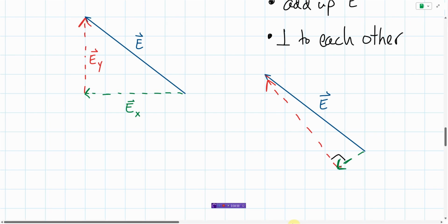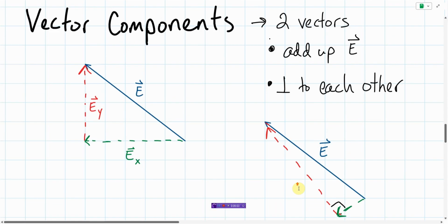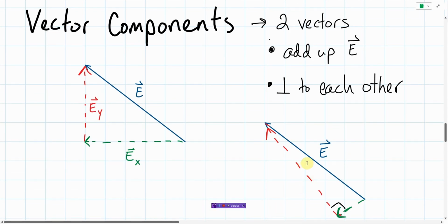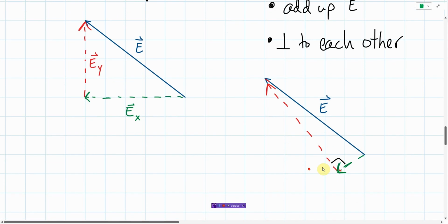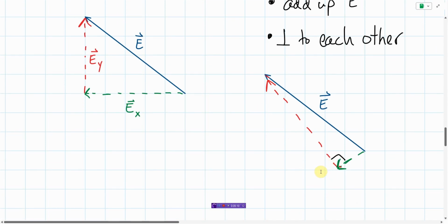Technically, the red and the green on this second one are also components of E, like it's a different set, because they still add up to E and they are perpendicular to each other. That's all that matters. Please note that whenever you break a vector into its components, you will end up with a right triangle with E as the hypotenuse. That's what's really important about these.